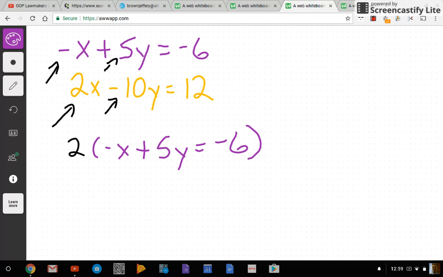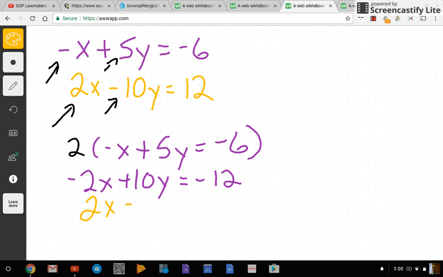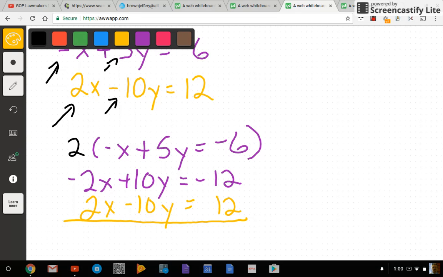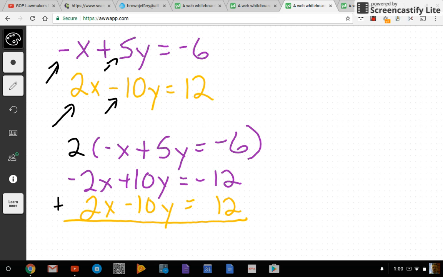So now when I multiply this, I'm going to get a negative 2x plus 10y is equal to negative 12. Again, remembering to multiply out there. Now when I line up my other equation, okay, you might be able to see that something interesting is going to happen here. So I'm adding these together. Positive 12, negative 12, that's nothing. These two will cancel, and these two will cancel. Wow. So I'm left with nothing there.